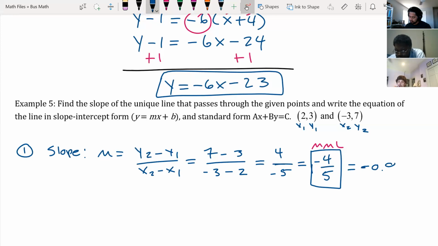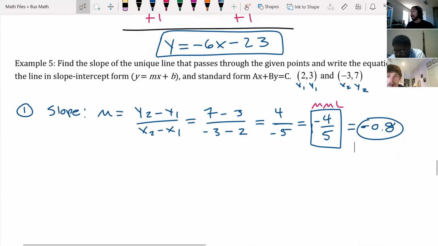80 or 0.8. Good. Negative 0.8. And the reason I'm converting this is going to make our life easier because you guys already hate fractions, right? So let's just make it a decimal number. Okay. So we now have all the ingredients that we need. So we have a slope and now we have a point. We actually have 2 points. So let's go ahead and go with that.